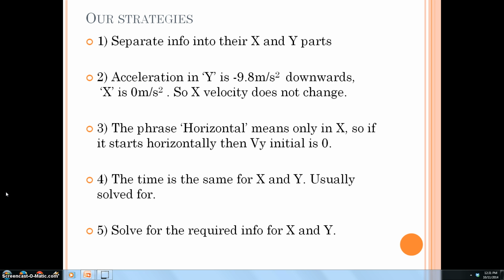Number 4, the one idea we learned so far that does not depend on which way you're going is time. So time it's in the air downward, and time it's in the air forward is always the same. And 5, since we have 2 directions, x and y, we're going to do our kinematic equations twice, once for the x and once for the y. So it's kind of like 2 problems in one.